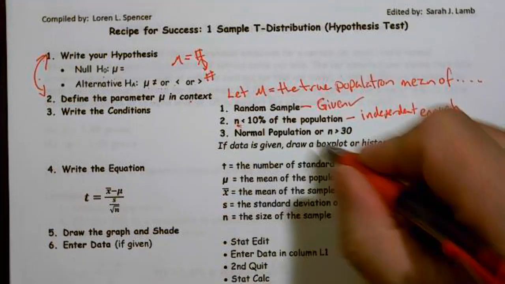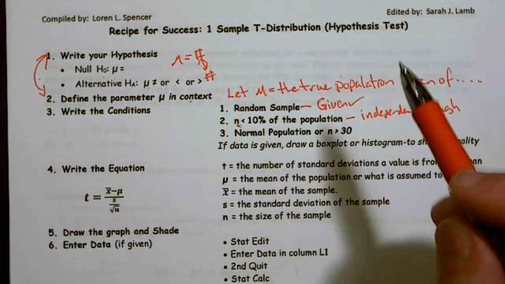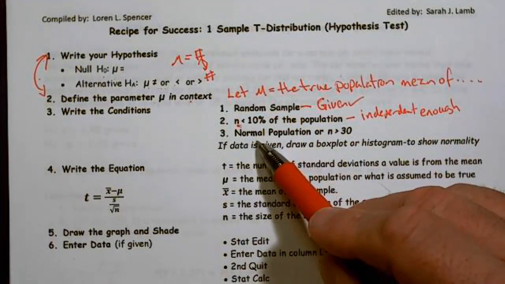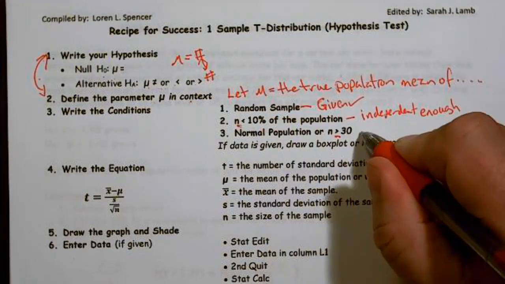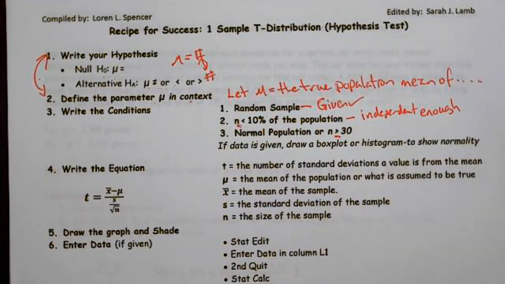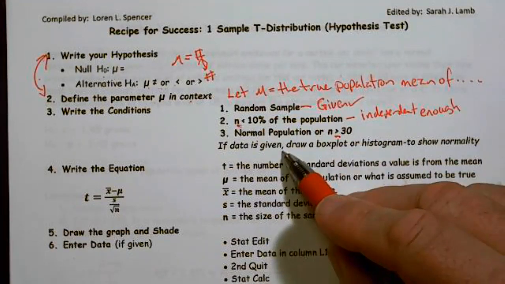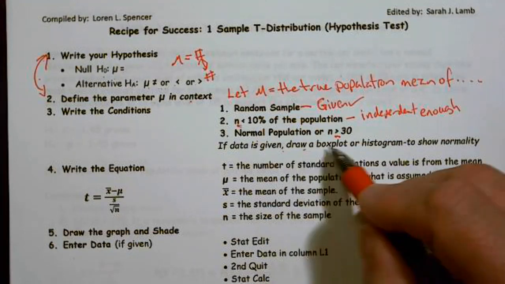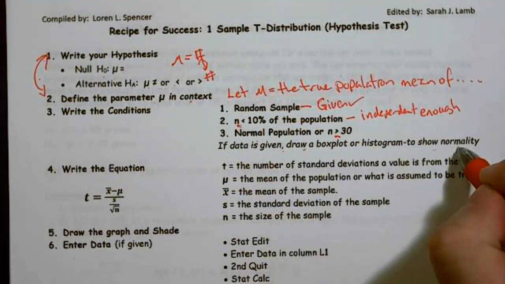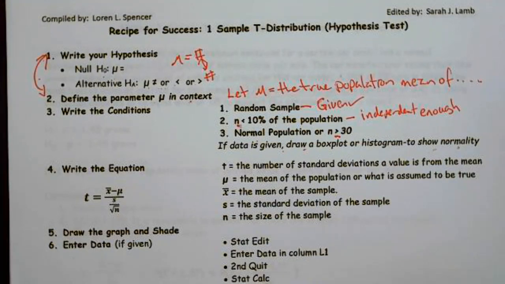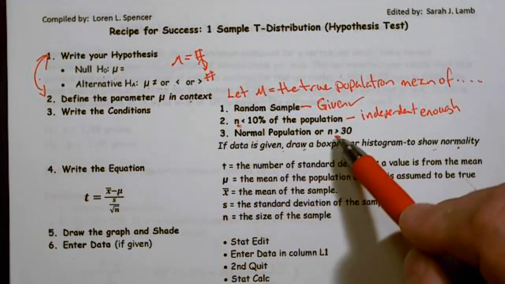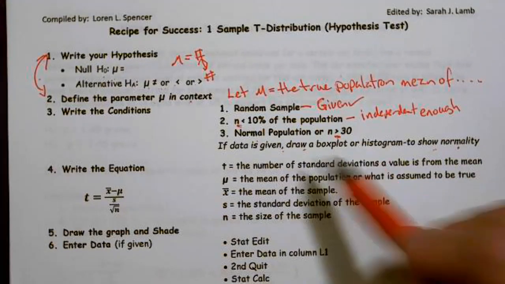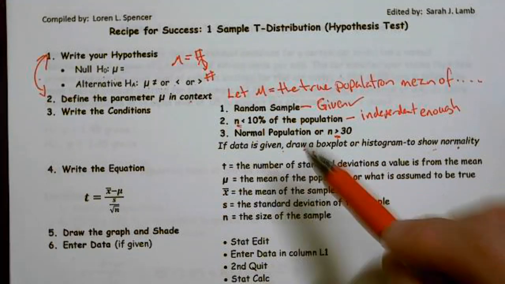The next thing is our normality, and it shows up three different ways. One, they may tell us the population is normal, or n may be greater than or equal to 30, in which case the distribution of means is normal by the central limit theorem. Or if data is given, we're going to have to draw a box plot or histogram to say that there's no skewness, no outliers, and it's normal enough, or okay to proceed with the normal. So either they're going to tell us our sample size is greater than or equal to 30, or we're going to have to draw a box plot.